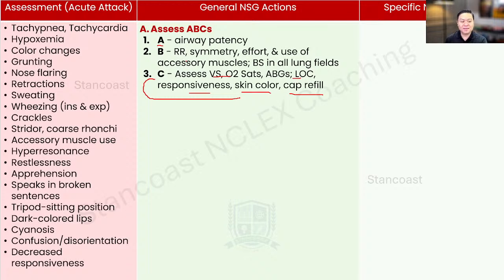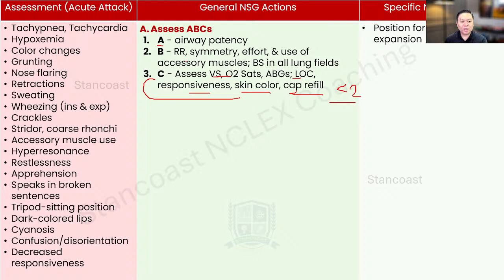For the C, you're going to look for the cap refill, which should be less than 2 seconds, normal. Anything above 2 would be very significant. If your patient has cyanosis surrounding their mouth, if they're going to have that blue tinge in their skin, not a good thing to have. All right.